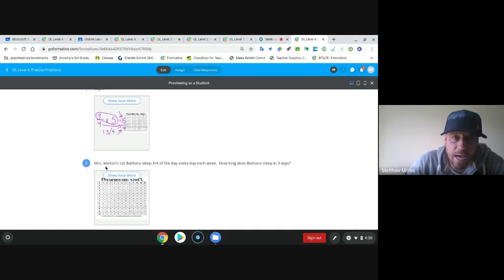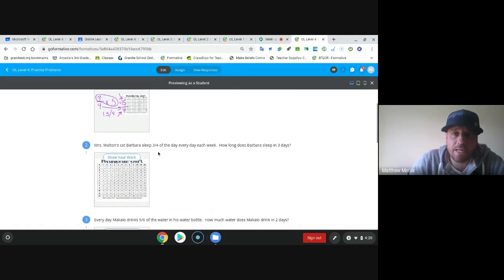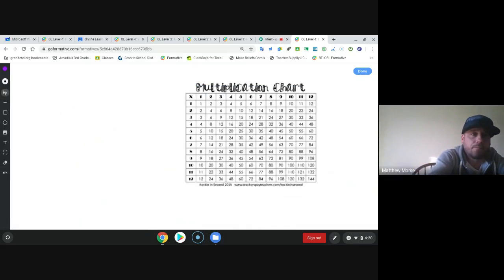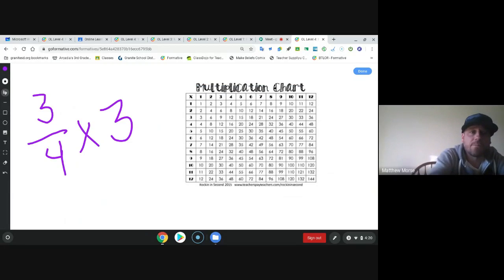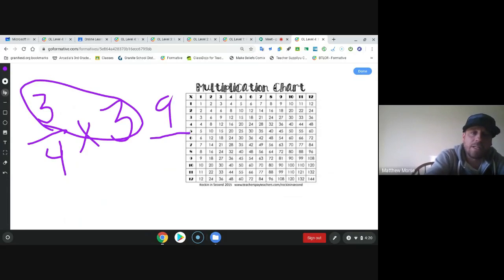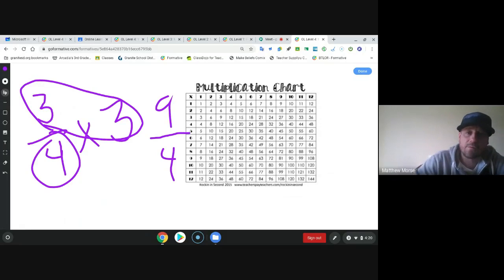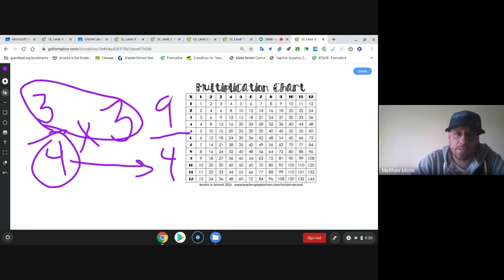Okay, Miss Walton's cat Barbara sleeps 3/4 of the day, every day, each week. How long does Barbara sleep in 3 days? So this is saying we need to multiply 3/4 by 3. Same first step, multiply numerator and whole number. 3 times 3 is 9. Denominator stays the same at 4, 9/4. So that's pretty easy as long as you remember how to get your denominator, right? Because you guys know how to multiply.